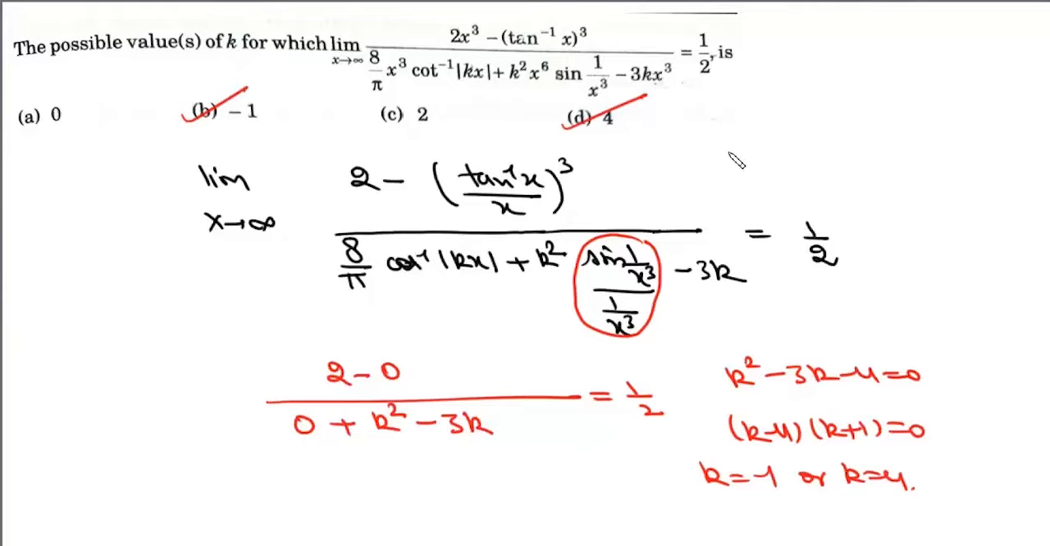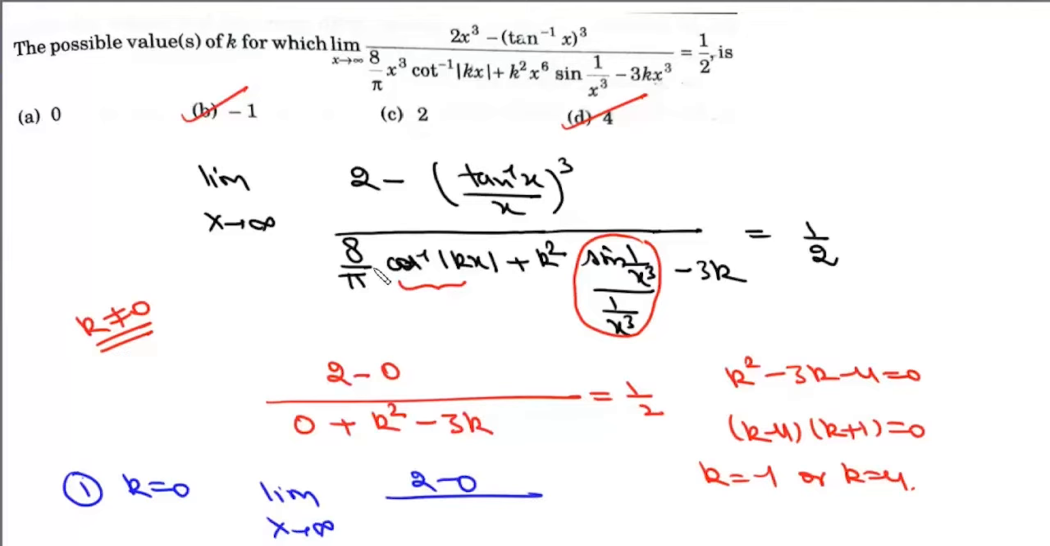Options B and D. Now we have this case when we have assumed that k is unequal to 0, because the expression cot inverse |kx| will make a difference whether k is 0 or non-zero. So we have to consider one more case, k equals 0. Now if k is 0, we'll have cot inverse 0, and cot inverse 0 will be pi by 2. In that case we'll have the limit as x tends to infinity of 2 minus 0, now this is 8 upon pi into pi by 2, there will be 4, plus k square minus 3k, and if k is 0, this value is again going to be 1/2. So that means one more value of k is possible. So there are 3 values possible for k, which are 0, minus 1 and plus 4.